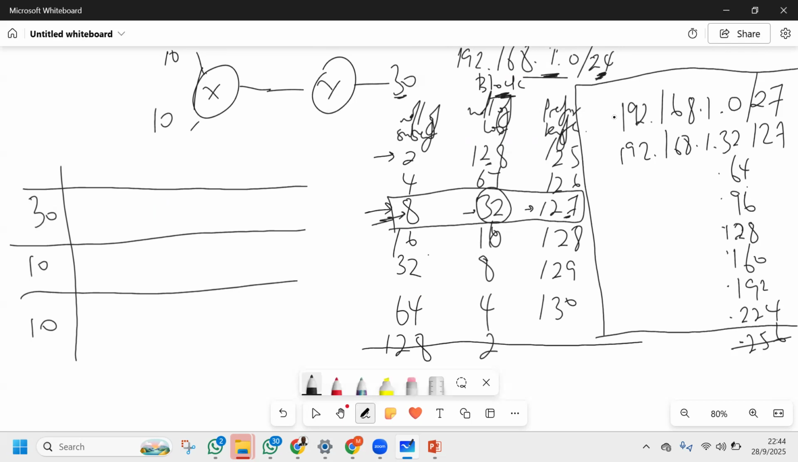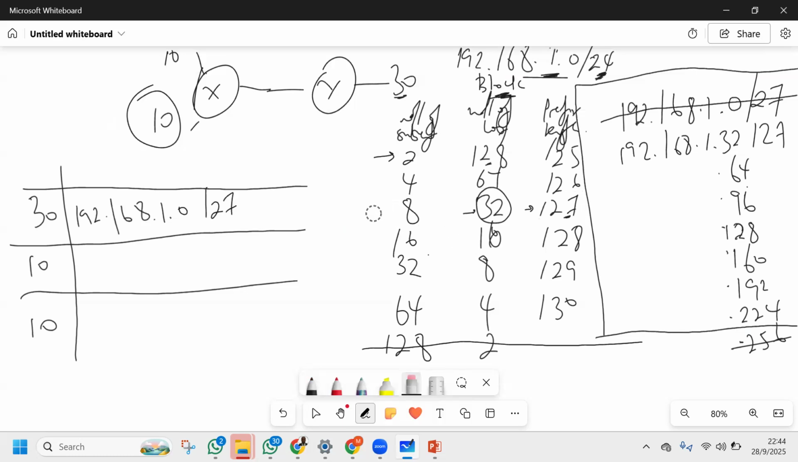Then from those, I get 1 and assign it to the 30 devices. That is 192.168.1.0/27. Now I am left with 7 networks. So if I want to accommodate 10, what do I do? I go back here and look at which row accommodates 10. The row which accommodates 10 is probably this one, /28.